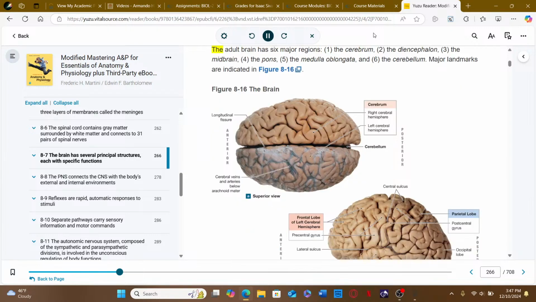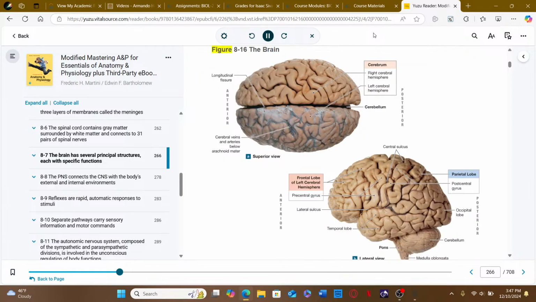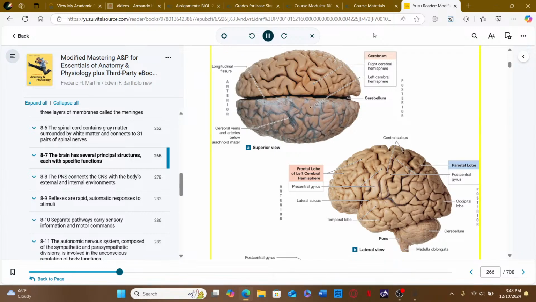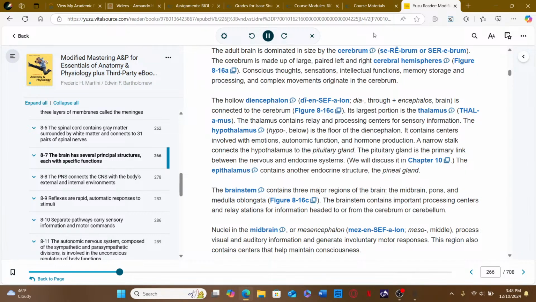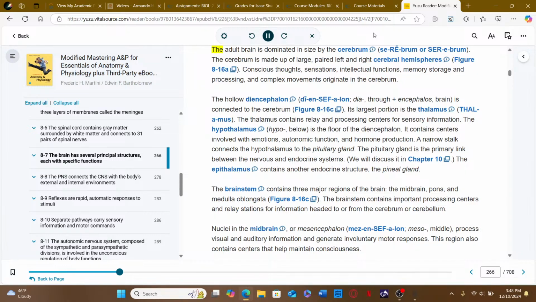The major regions of the brain. The adult brain has 6 major regions: 1, the cerebrum; 2, the diencephalon; 3, the midbrain; 4, the pons; 5, the medulla oblongata; and 6, the cerebellum. Major landmarks are indicated in Figure 8-16. Figure 8-16 The brain. Major landmarks in the adult brain are labeled. Figure 8-16 full alternative text.